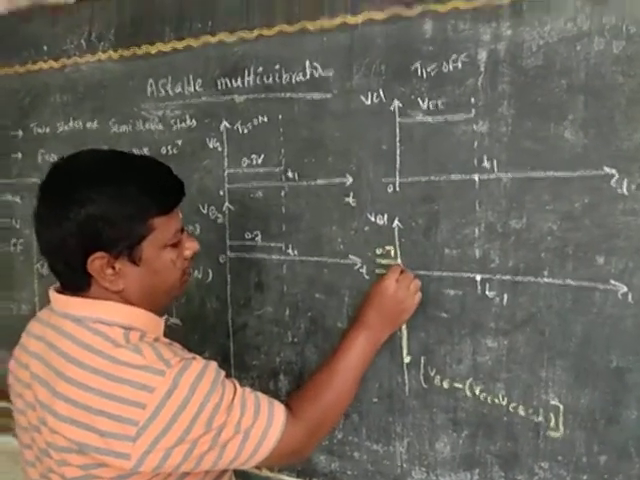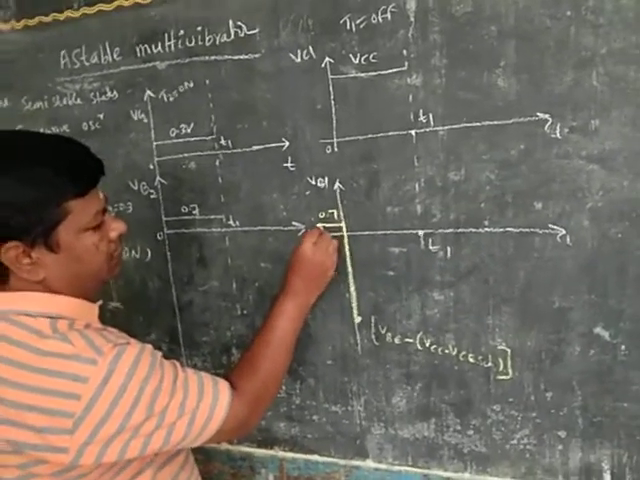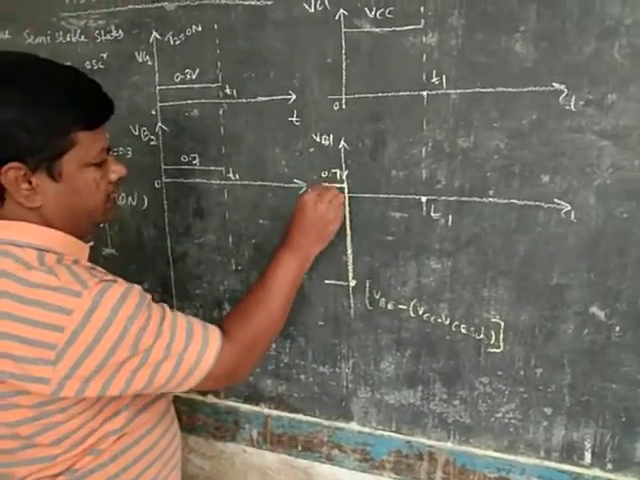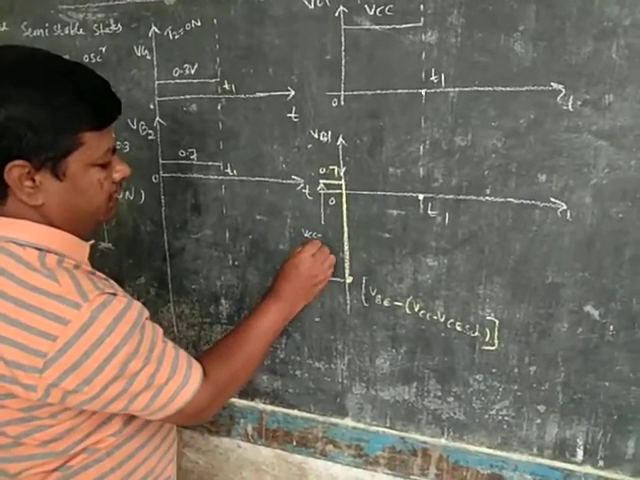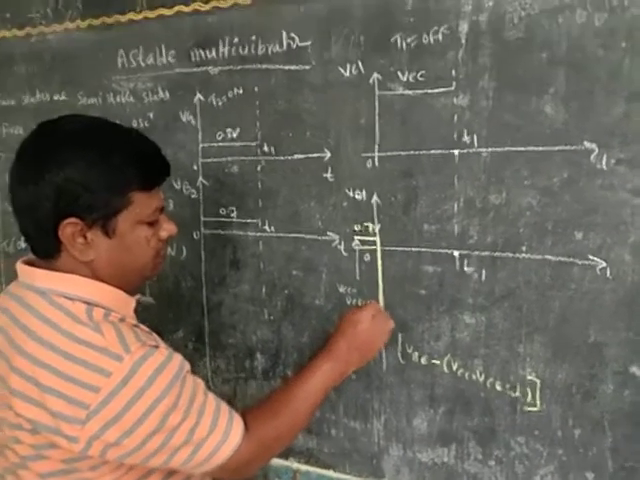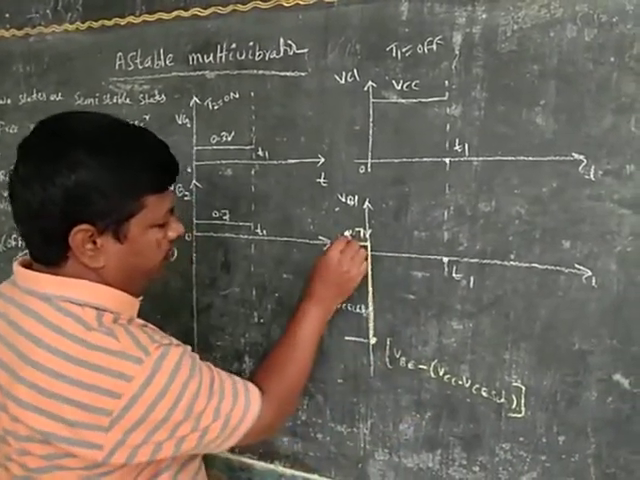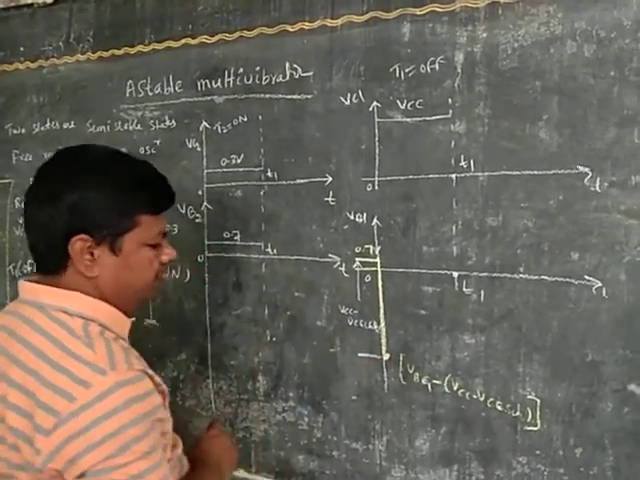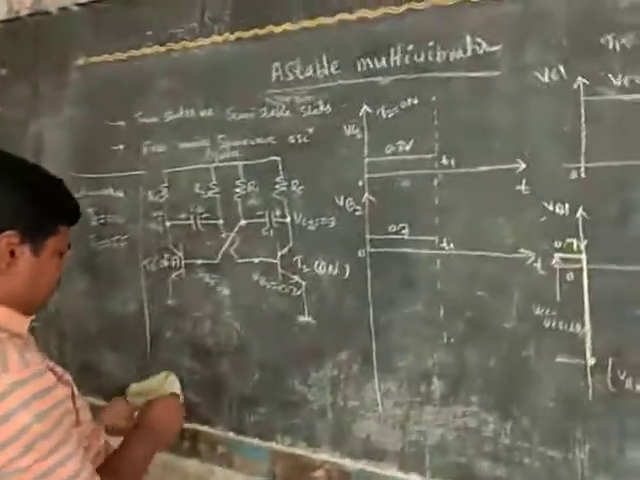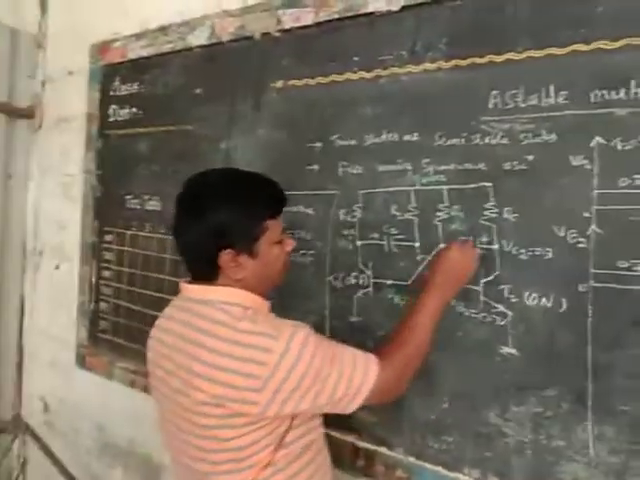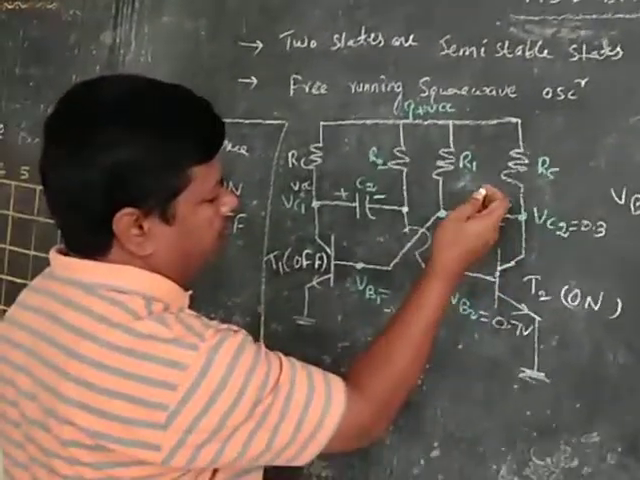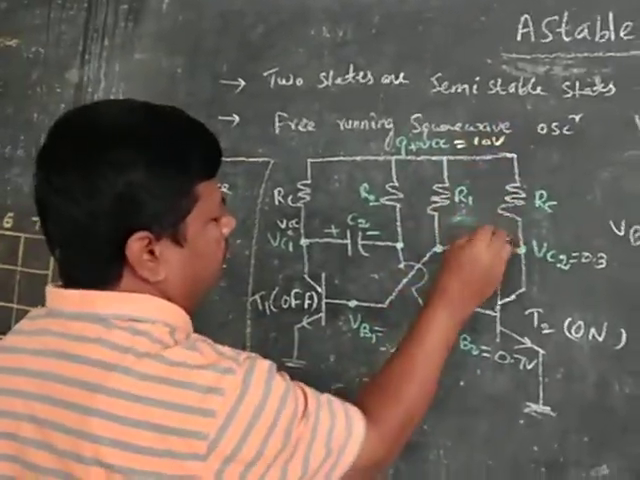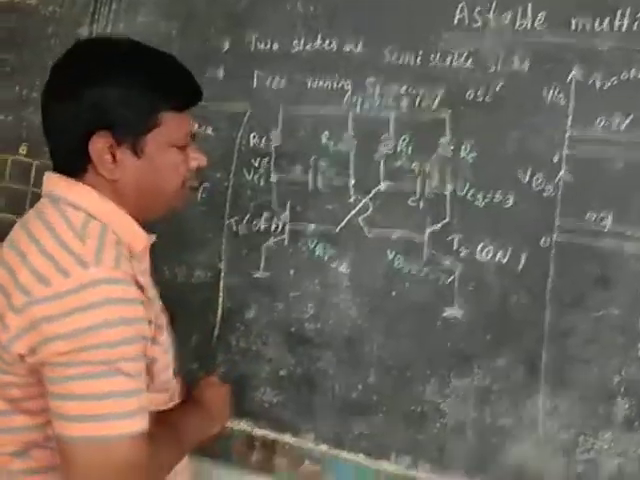Then coming to the VB1 base voltage, previously it is on, so the previous value is 0.7 volt. Now it suddenly drops, and this drop is VCC minus VCE saturation. Now coming to the capacitor voltages. Previously this capacitor charged to approximately VCC minus 0.7. If VCC is equal to 10 volt, the voltage is 9.3.